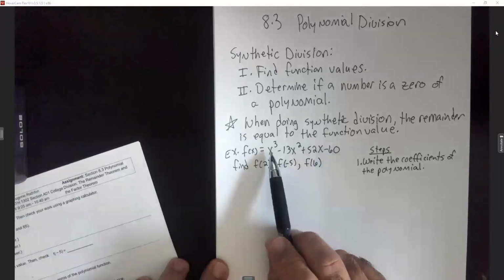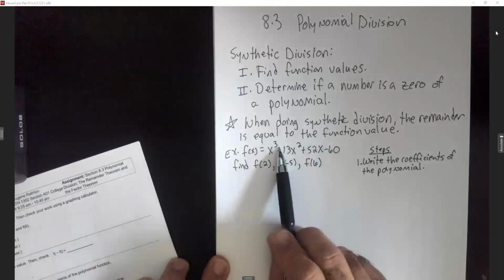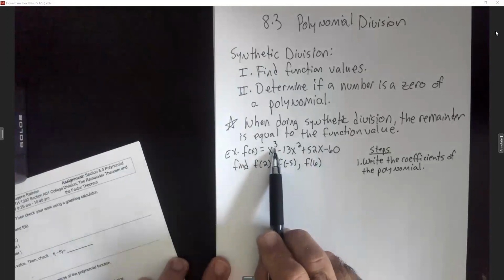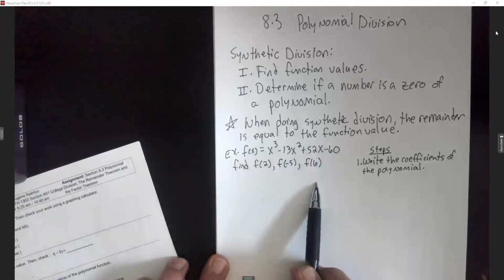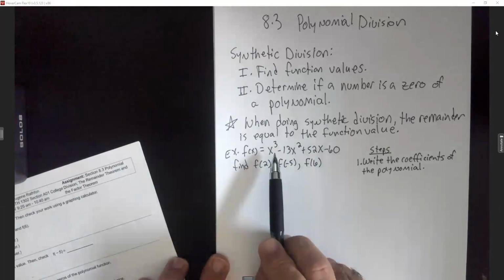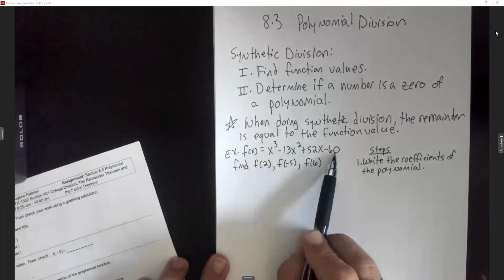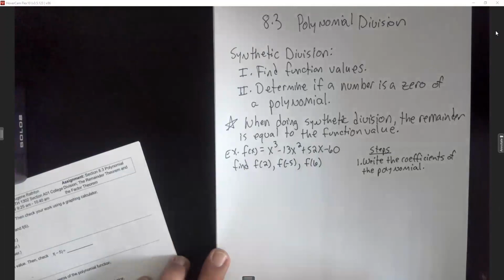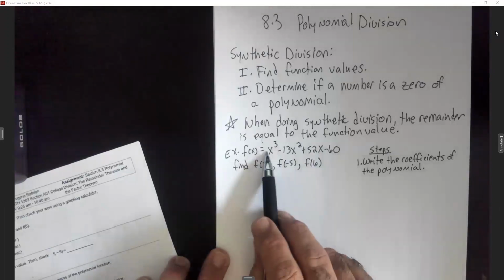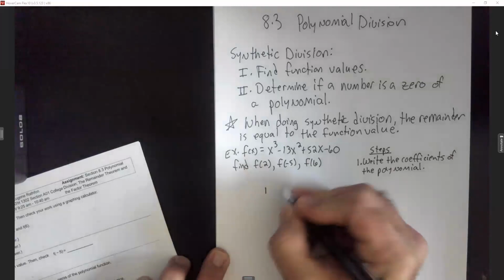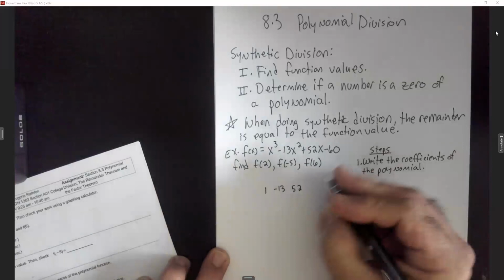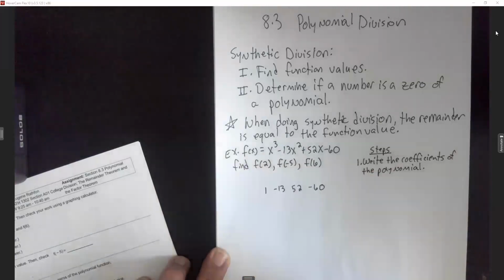Now, you always have to have one more number written than the highest exponent. So since the highest exponent is a 3, that's telling me I need 4 numbers here. So what I would do, if any of my terms here were missing, I would have to use a 0, sort of like y'all would when y'all was doing long division. So let's write the coefficients. We got a 1, -13, 52, and -60.